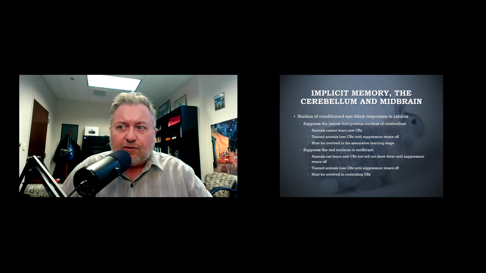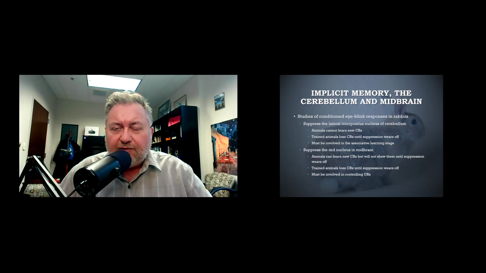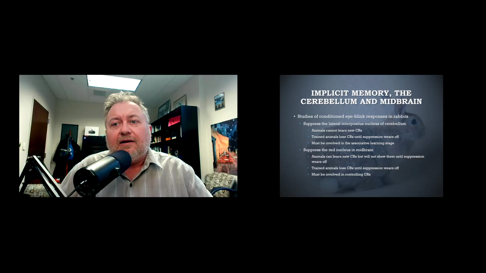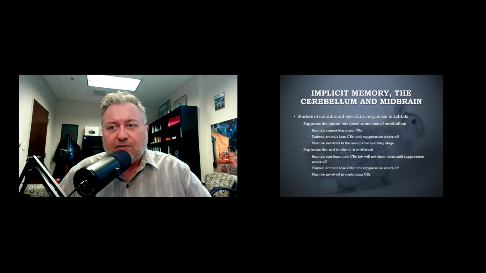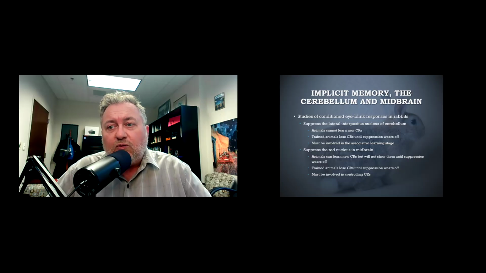So now what we're going to do is we're going to train up our rabbits to blink to a tone. Actually, hold on, right? So we're not going to train them yet. We're going to suppress what's known as the lateral interpositus nucleus, which is in the cerebellum. And now we're going to start trying to train them, right? We're going to present the air puff and the tone, and we're going to try to train them up to see if they can learn to blink just to the tone. And while the lateral interpositus nucleus remains suppressed, we do this, right?